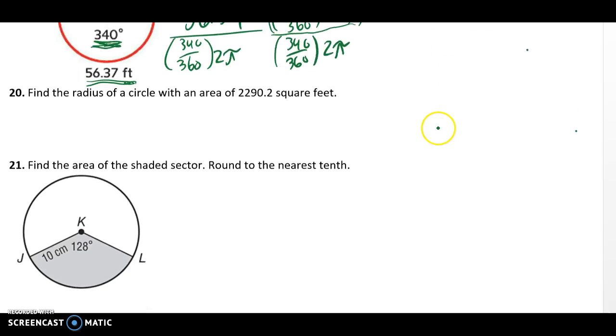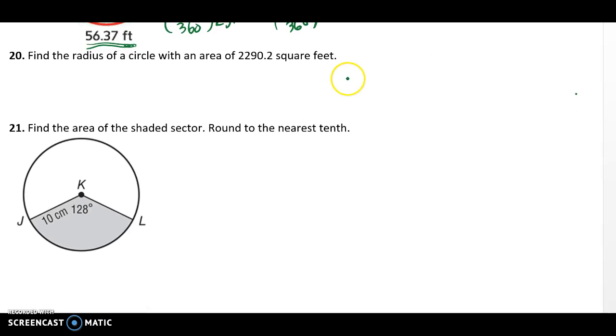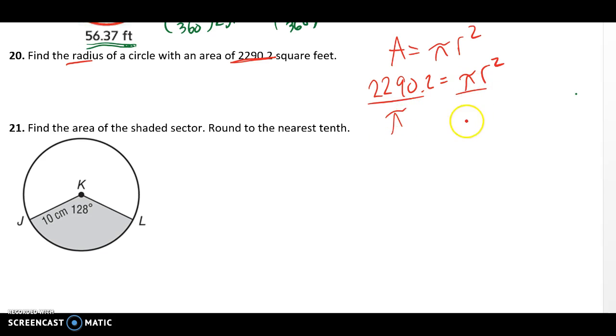Okay? All right. So then on to number 20. It says find the radius of the circle with the area of 2,290.2 square feet. So we want to find the radius, and we're given the area. So remember, the area formula is pi r squared. We're given the area, so we can plug that in. 2290.2 equals pi r squared. And they want the radius, so we can just solve for r. The first thing we have to do is divide by pi on each side.